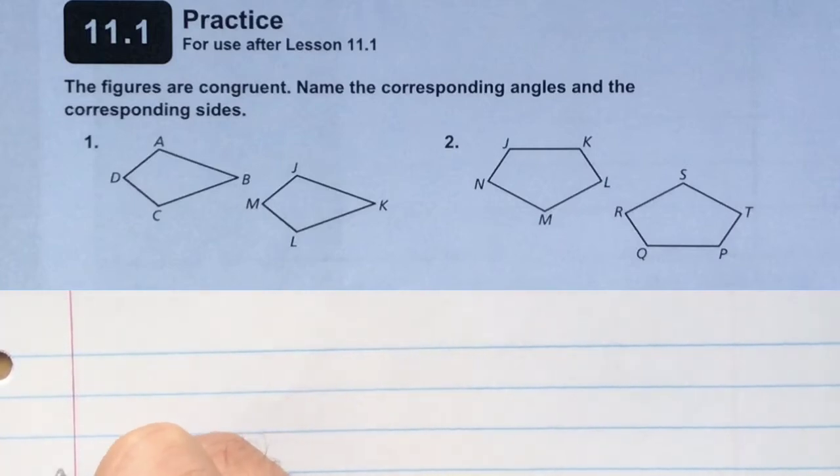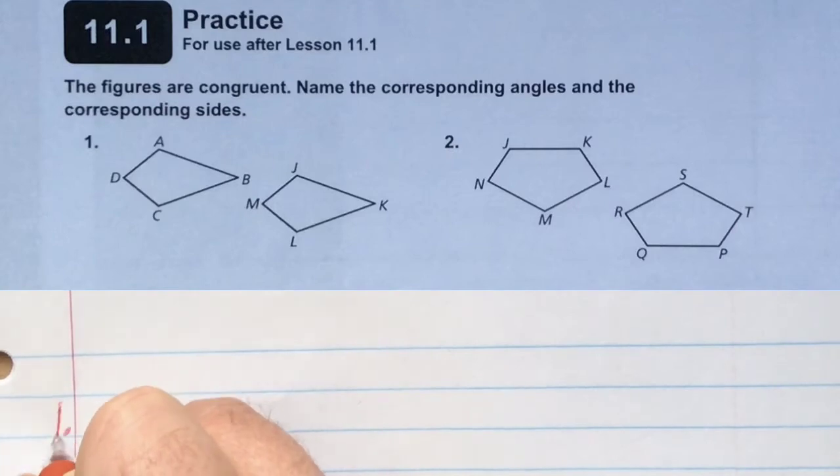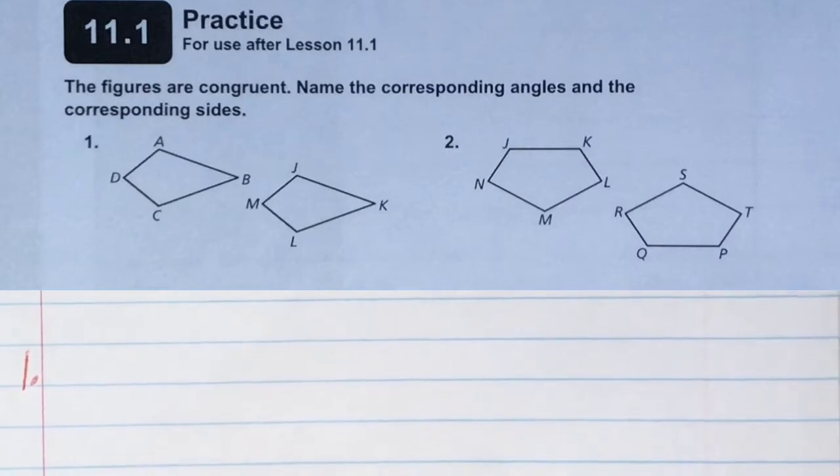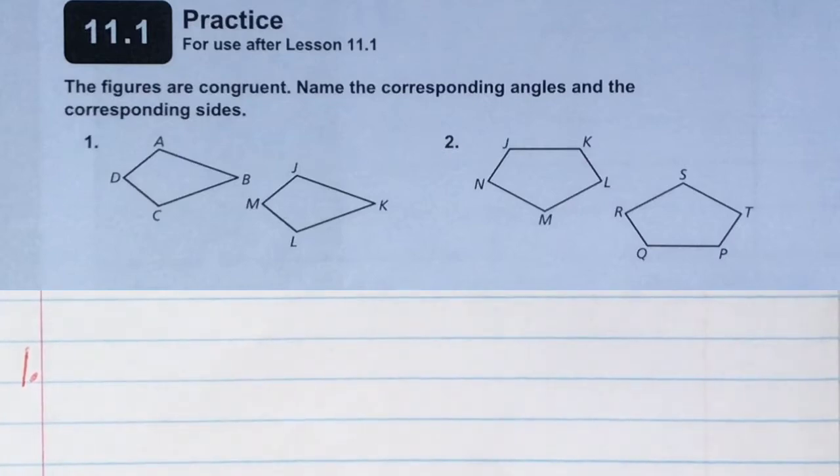So for number one, it says the figures are congruent. So they have to tell us that part, or we would not be able to tell because they didn't give any measurements for everything. We just have to take them at their word. They are congruent. So now name the corresponding angles and the corresponding sides.